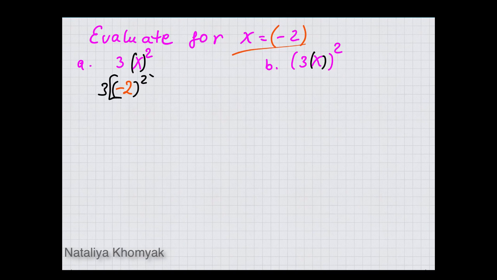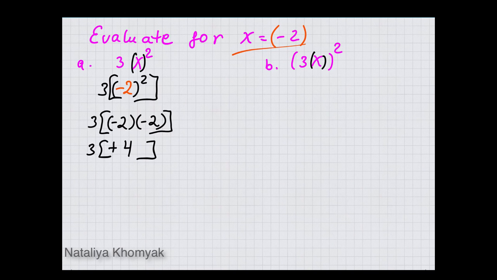So let's do the exponents first. We have 3. Negative 2 to the second is the same as negative 2 times negative 2. So this is 3 times. Negative 2 times negative 2 gives us positive 4. 3 times 4, we have 12, and that's our answer for A.